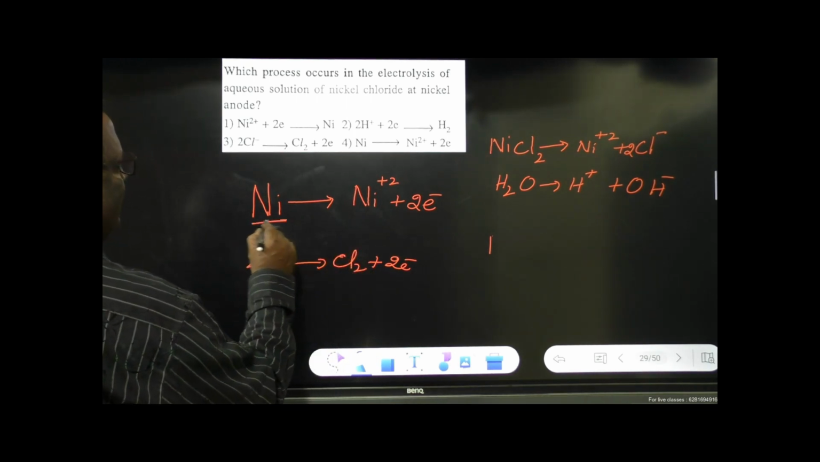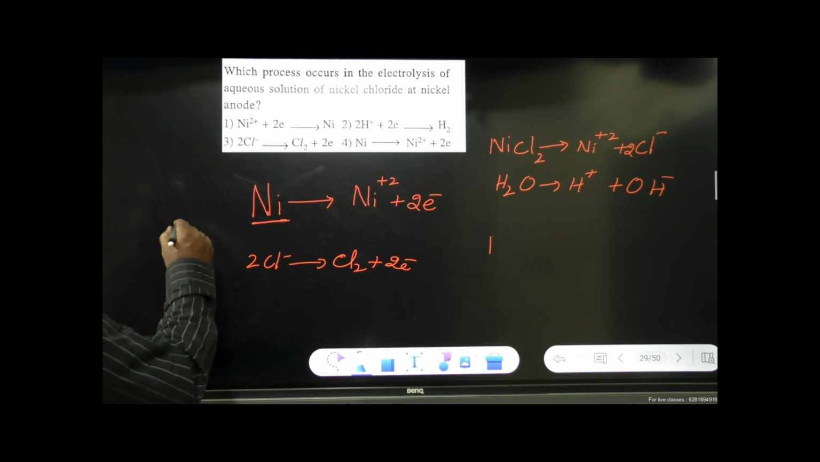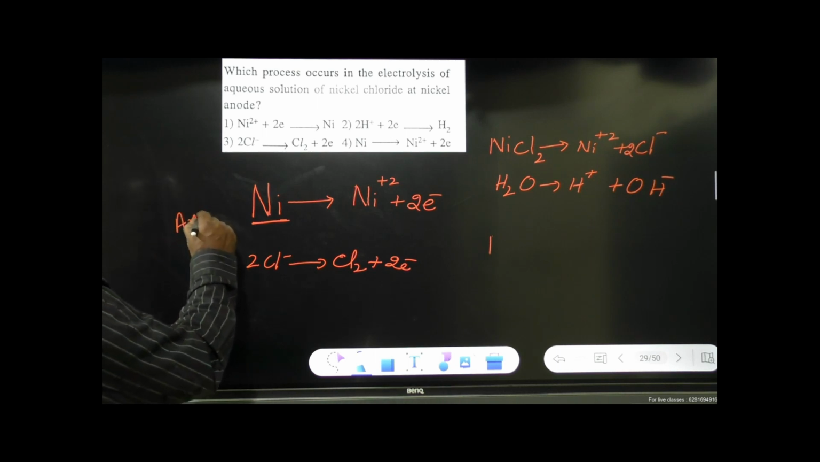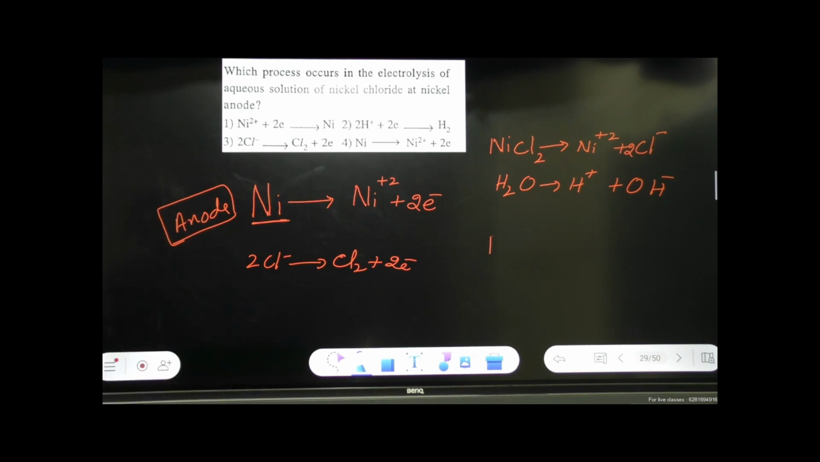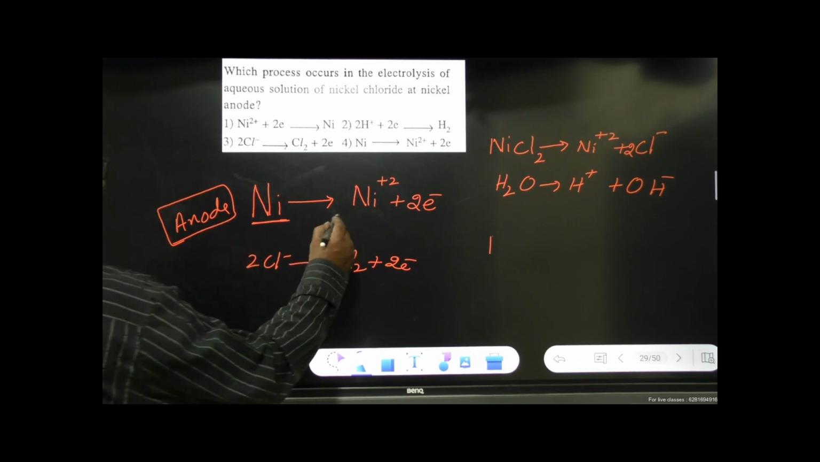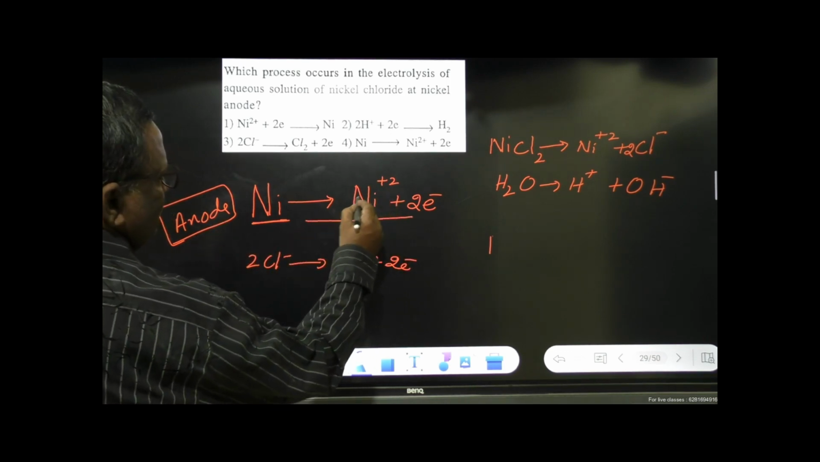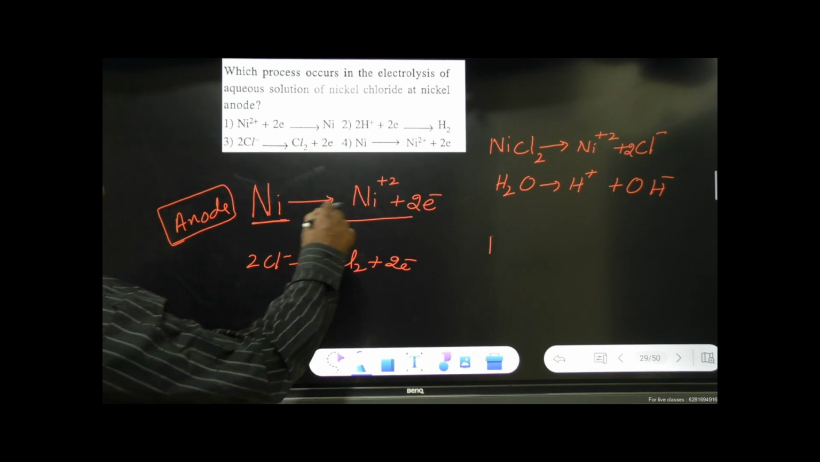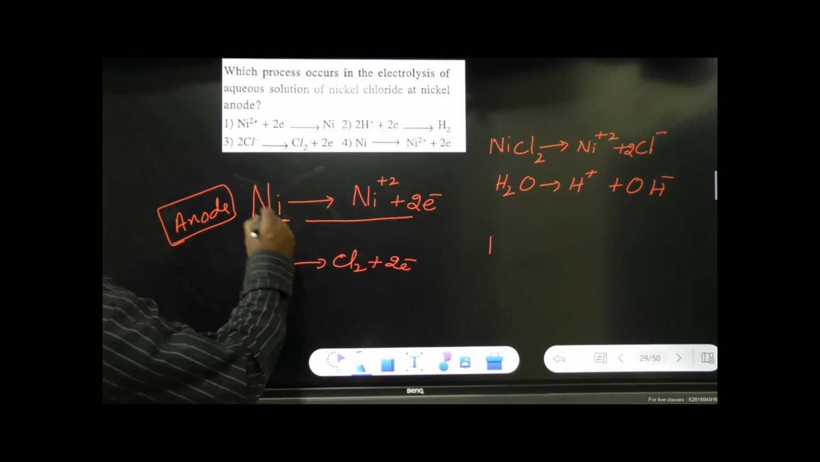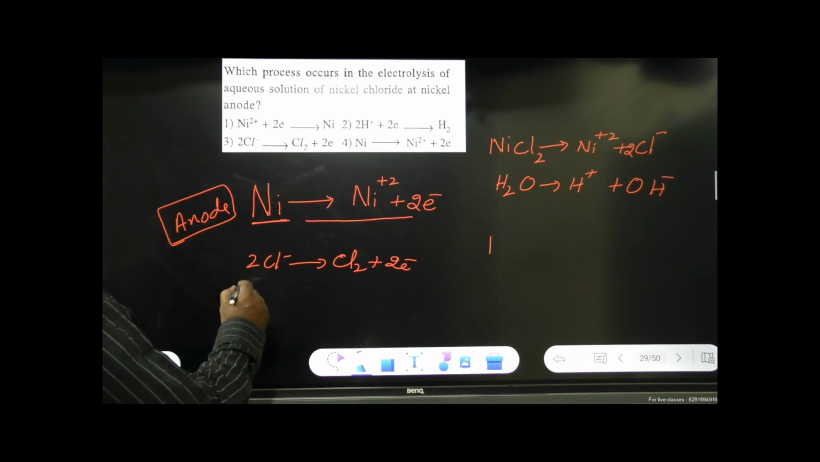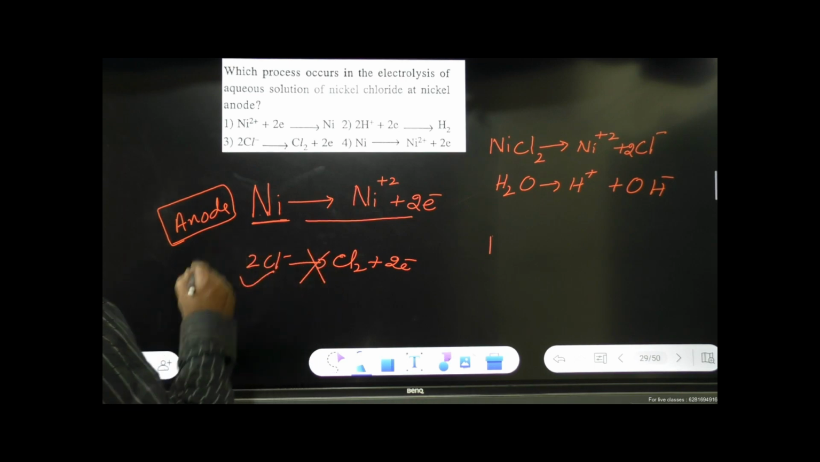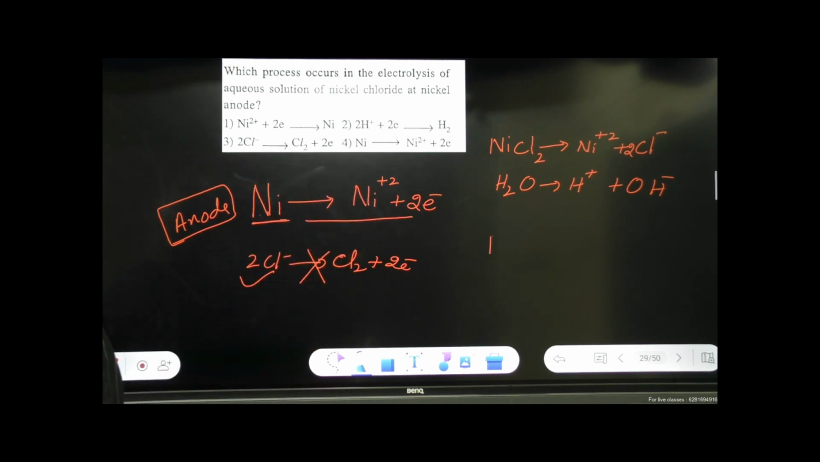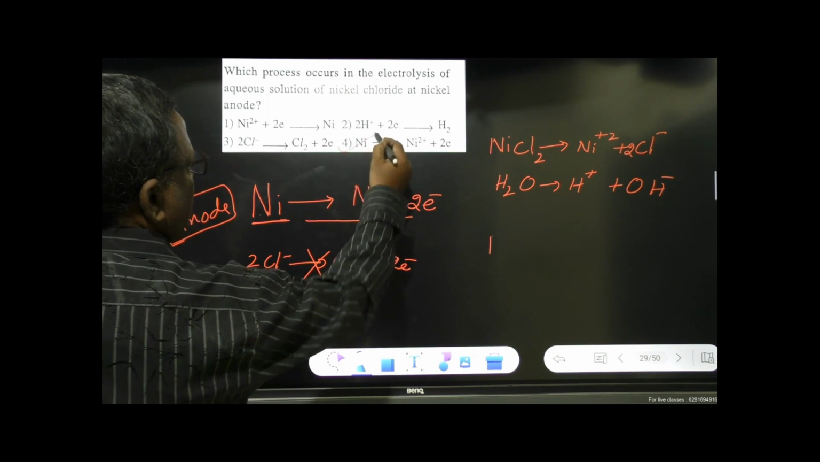But when active metals like nickel are present at the anode, remember at the anode, not at the cathode, they oxidize to give the respective ions and go into the solution. If it is an inert electrode, this reaction will take place. With a nickel electrode, this reaction will not take place. So nickel ions will go into the solution. This reaction, the fourth option, is correct.